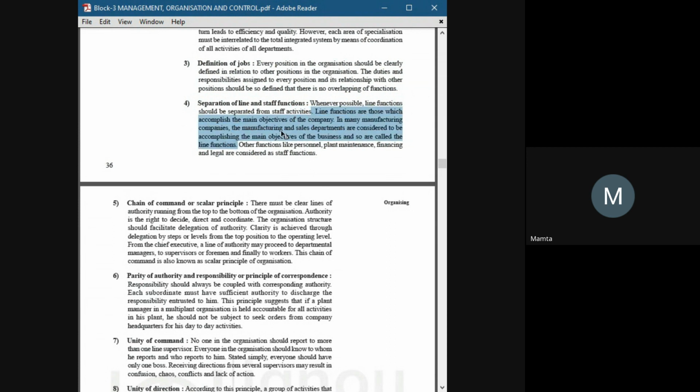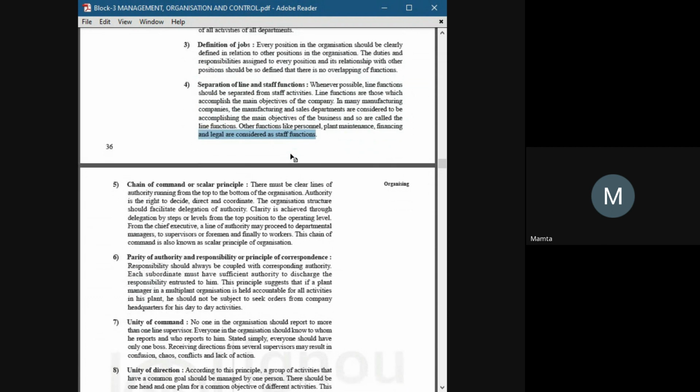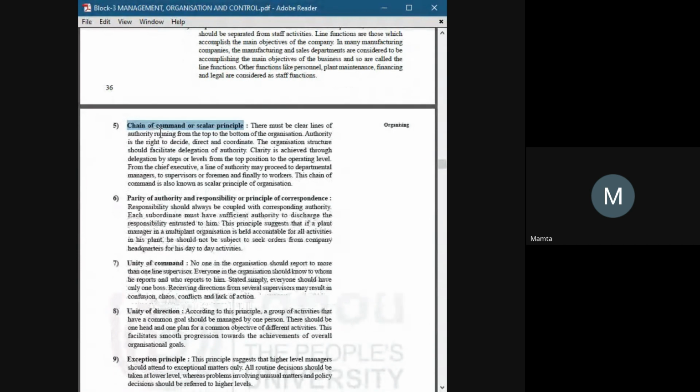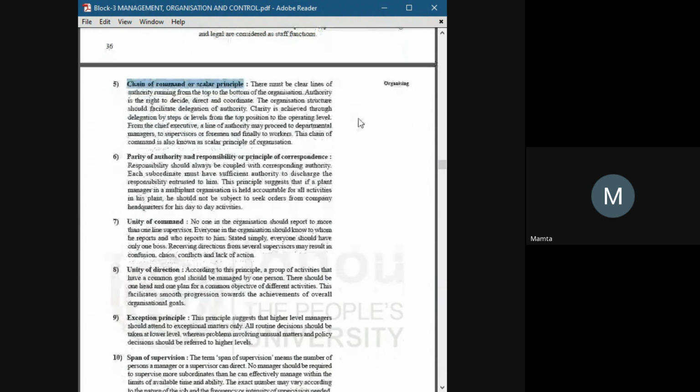What are the staff functions? Other functions like personnel, plant maintenance, financing, and legal are considered staff functions. So we need to separate those and their duties too. Chain of command or scalar principle. A person should know to whom he is accountable, and whose responsibility it is to do a particular work. So there should be a chain of command. They should know who their subordinate is, who their employee is, and who their superior is.